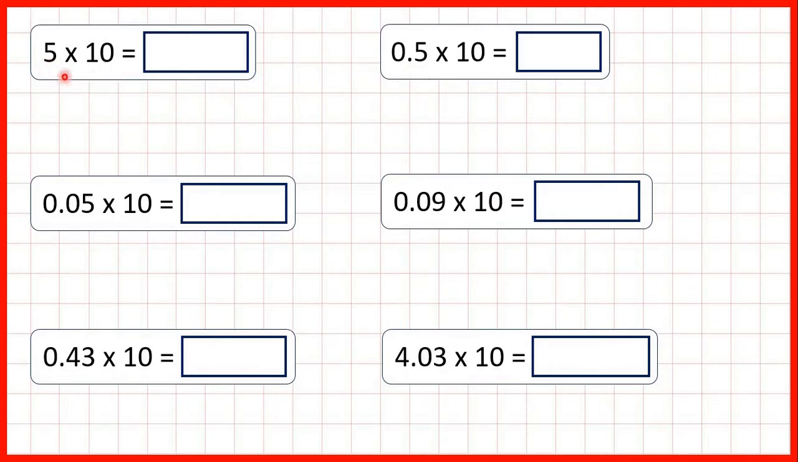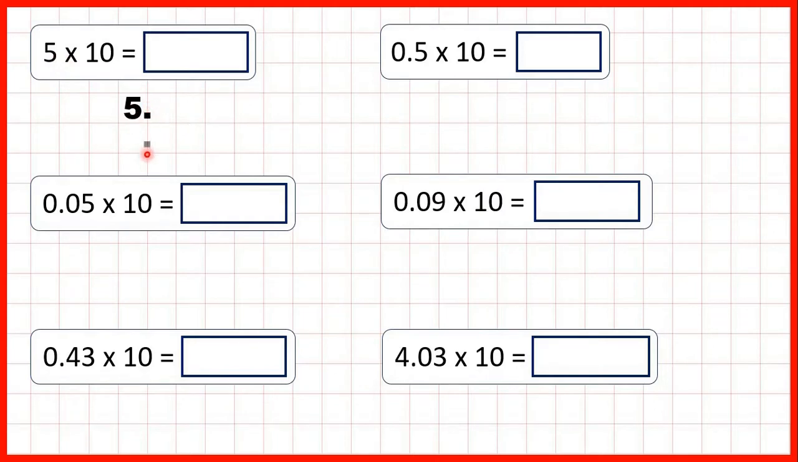So first, let's look at 5 times 10, but let's use the same method that we're going to use to multiply decimals. So first, we write the number out. And remember, there's really an invisible decimal point on the end of every whole number, so we can write 5 and then a decimal point.